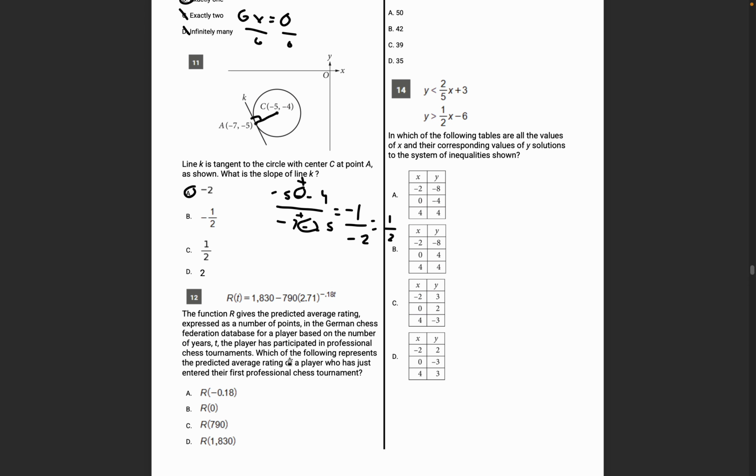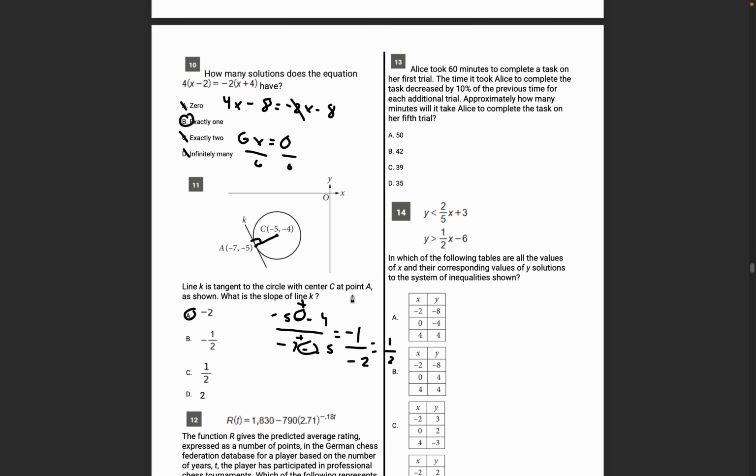The function gives R as the predicted... Which of the following represents the predicted average rating of a player who has just entered their first... So the y-intercept, right? When x equals 0. I think it's B, right? When the person who just entered the first professional chess tournament is R of 0, the y-intercept. So we plug in 0 for x, and then the value of that will be the y-intercept. I think that's pretty straightforward.